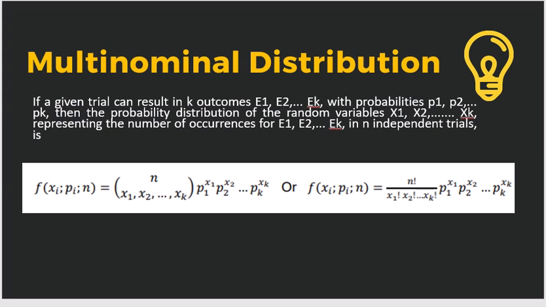So let's have the given notation. If a given trial can result in an outcome, it is this. If you will notice, we have the number of outcomes, and you start from 1 and so on. Then you have the quantity multiplied by p, our probability that we need.